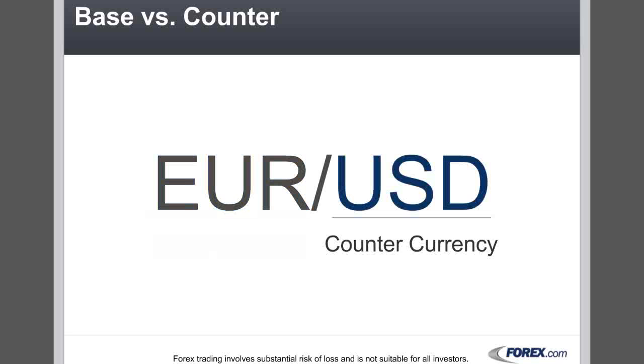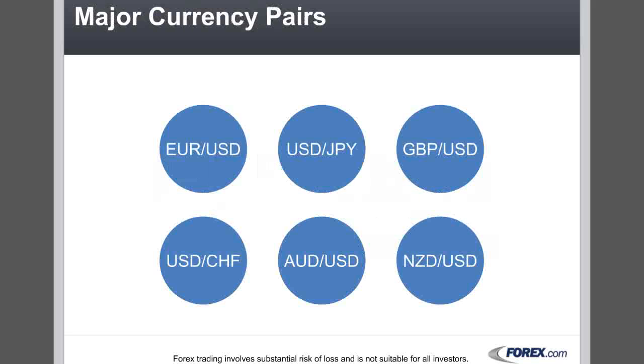And then we have that counter currency being the second currency listed in the pair. This is the currency that the exchange rate is quoted in. In this case, US dollar is that counter currency since it is listed second. Now we have quite a few different currency pairs that you'll have the option of trading in this market. We do offer over 50 different currency pairs.